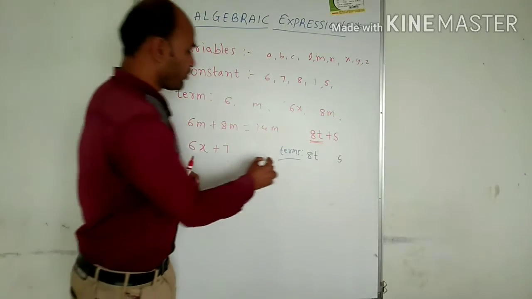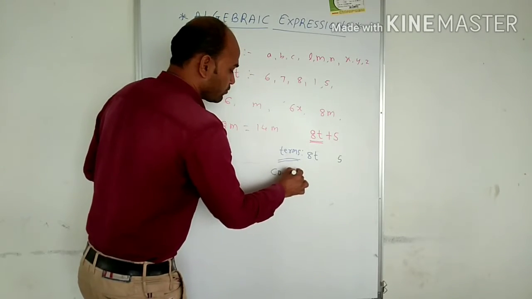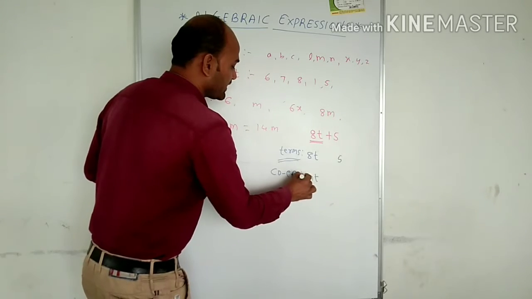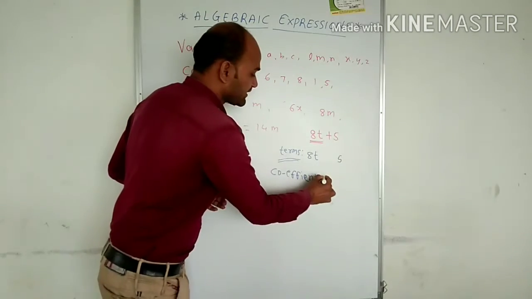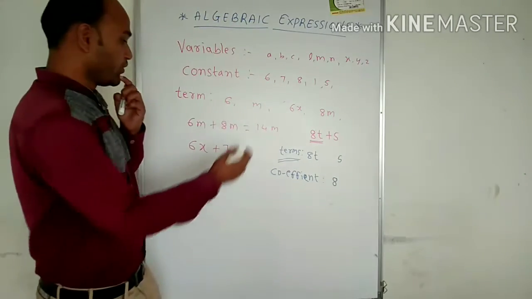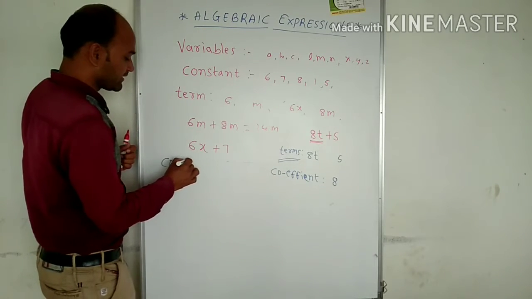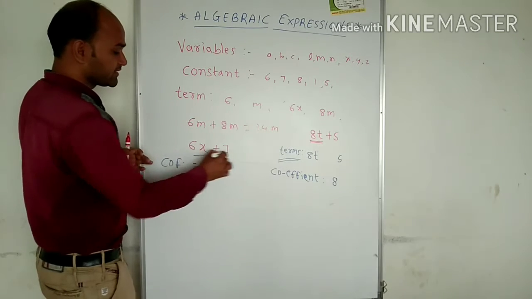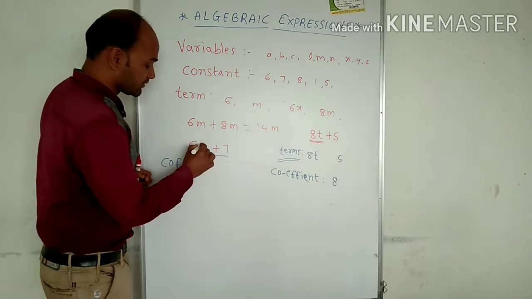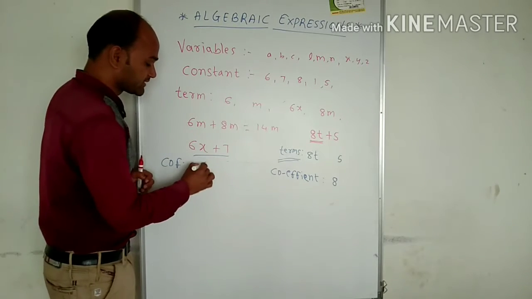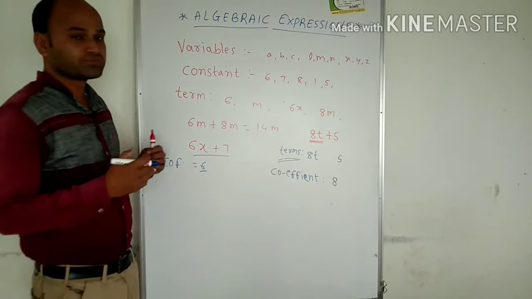And next, one more important point we have to discuss: the coefficient of the numbers. What is the coefficient of t? We can say the coefficient of t is 8. What is the coefficient of x here? For the term 6x, the coefficient of x becomes 6.